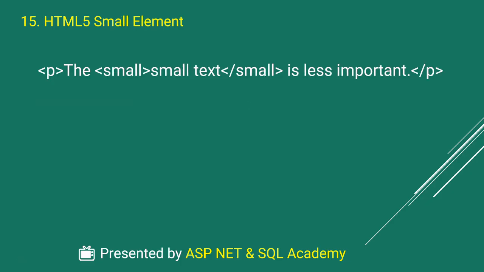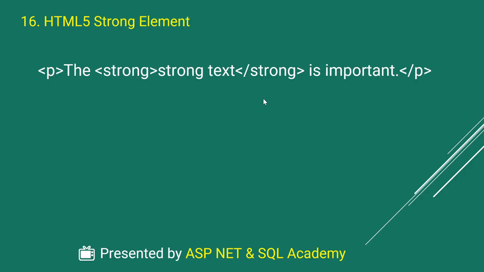The small element is used to define small text. It is often used to indicate that text is less important or has a smaller font size. The strong element is used to define strong text. It is often used to indicate importance or to draw attention to specific parts of a web page.